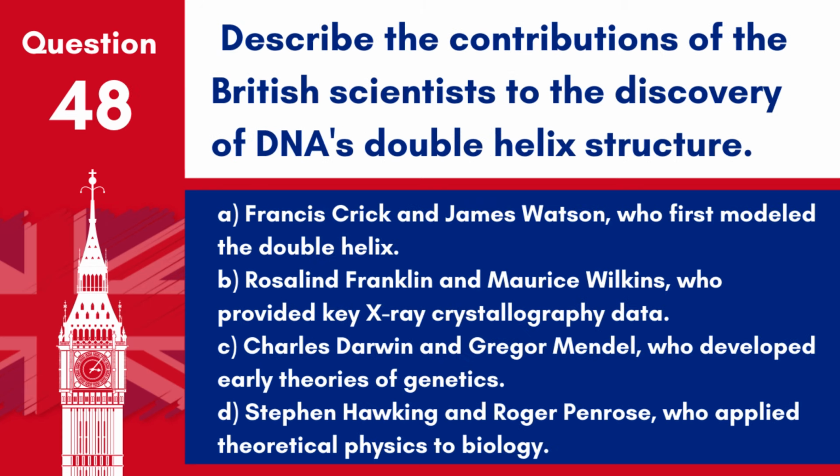Question 48. Describe the contributions of the British scientists to the discovery of DNA's double helix structure. A. Francis Crick and James Watson, who first modelled the double helix. B. Rosalind Franklin and Maurice Wilkins, who provided key X-ray crystallography data. C. Charles Darwin and Gregor Mendel, who developed early theories of genetics. D. Stephen Hawking and Roger Penrose, who applied theoretical physics to biology.